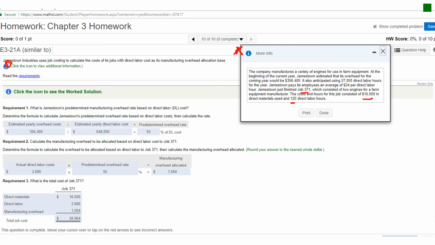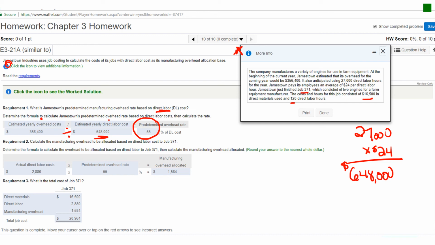So under part 1, to get the overhead rate, in this particular problem, they are basing it on direct labor cost as your denominator. So to figure this one out, they've given you the overhead, which is 356.4. And to get the estimated direct labor cost, they didn't actually give you the 648,000. You have to calculate it. So if you take 27,000, which is your estimated direct labor hours, and multiply that by the average rate, which is about $24, that's going to give you the 648,000. So again, that's your estimate. That's going to go right here. That's going to be your denominator. That's going to give you right at 55% of direct labor cost, or 0.55.